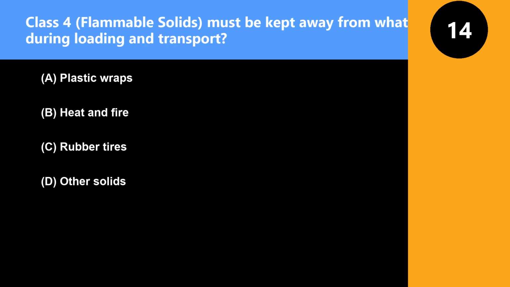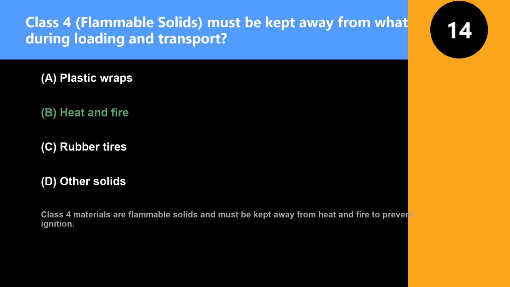Question 14. Class 4, flammable solids, must be kept away from what during loading and transport? Option A, plastic wraps. Option B, heat and fire. Option C, rubber tires. Option D, other solids. The correct answer is option B, heat and fire. Class 4 materials are flammable solids and must be kept away from heat and fire to prevent ignition.